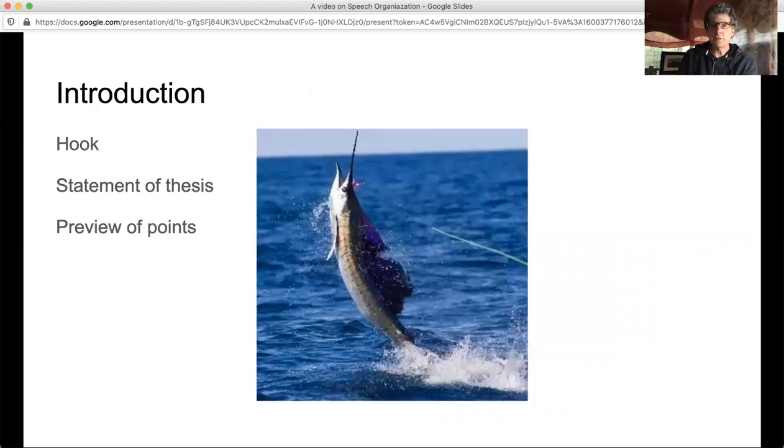Okay, in the introduction, you should have a hook. You should have something that right away gets the attention of your audience and makes them want to pay attention to what you have to say. And after we're paying attention to you, tell us what you're really talking about. The hook is often a story. What you're really talking about is kind of a statement. Then let us know the couple of things you're going to tell us about in your main points.